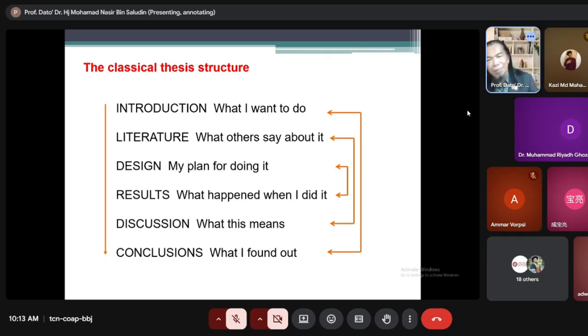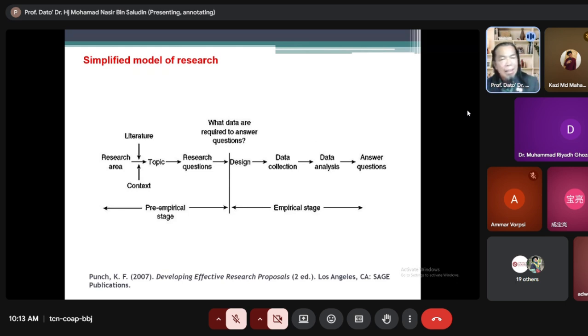What this means. And number 3, design, my plan for doing it. That relates to results, what happened when I did it. That is the rationale of the arrows there. They have a relationship. Very beautiful. You must understand it.